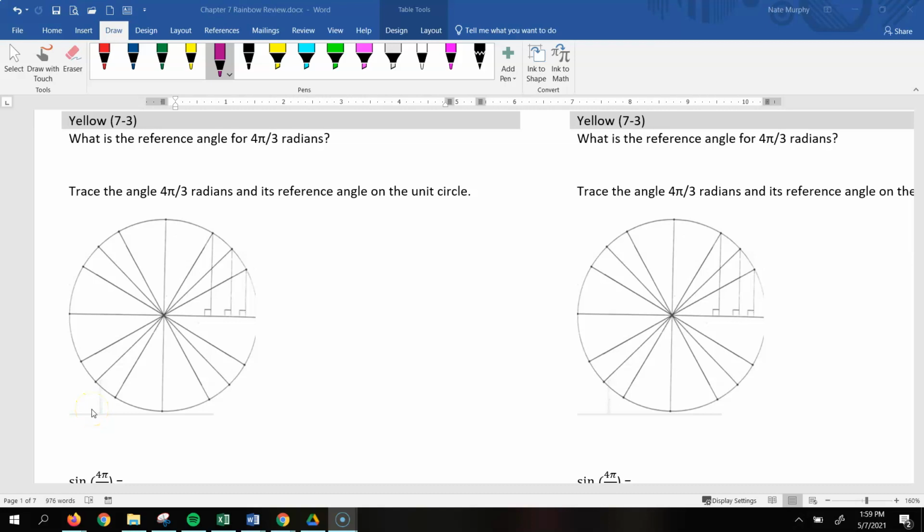All right, so let's look at this next section. This is the yellow section of your rainbow review. So first off, it says, what is a reference angle for 4 pi over 3 radians?